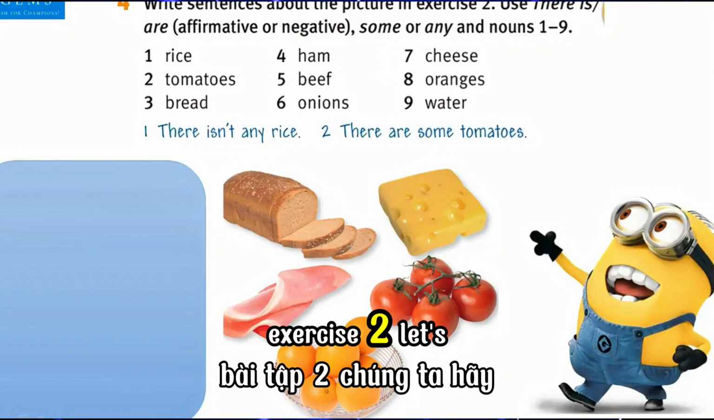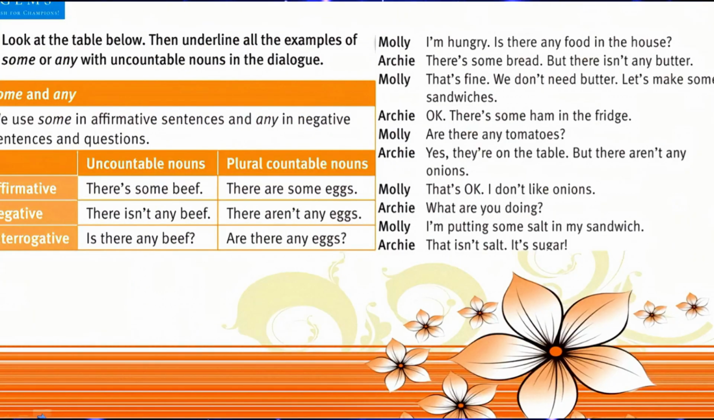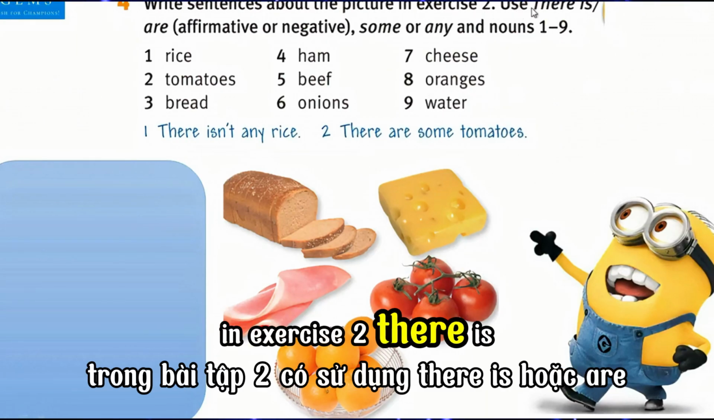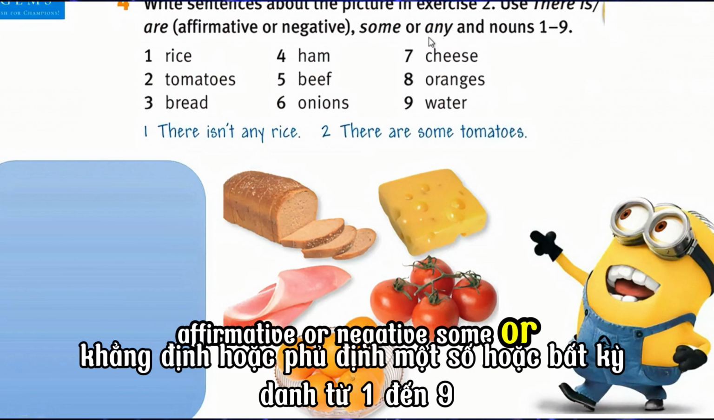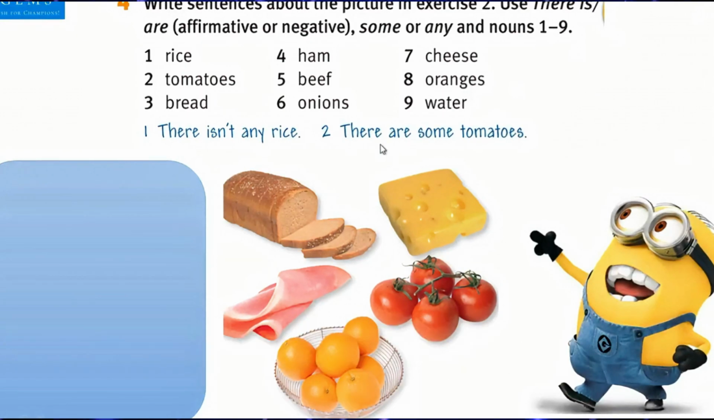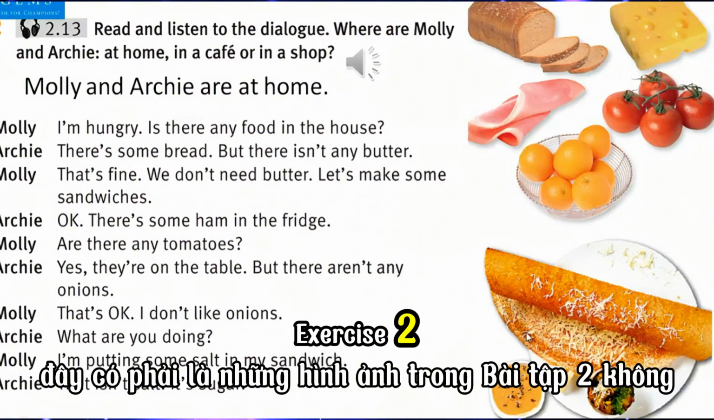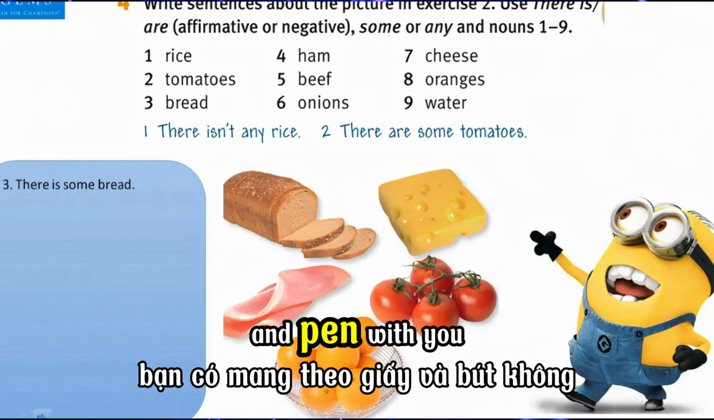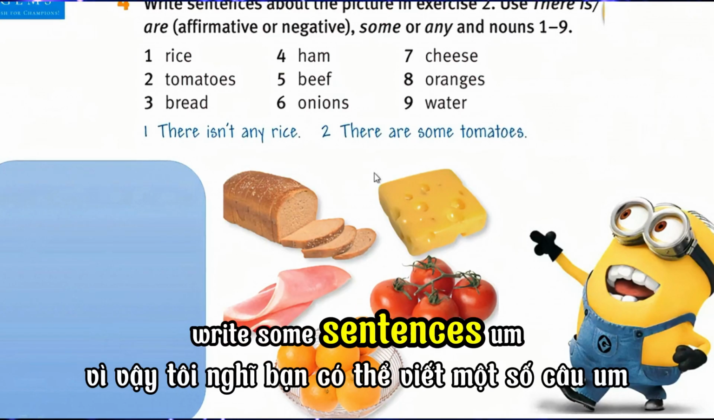Okay, exercise 2. We go back. Okay, so we have to write sentences about the pictures in exercise 2. Use there is or are, affirmative and negative, some or any, and nouns 1 to 9. Okay. I think these are the pictures. Are these the pictures in exercise 2? The same ones? I think so. Do you have a paper and pen with you? Yes. Alright, so I think you can write some sentences.